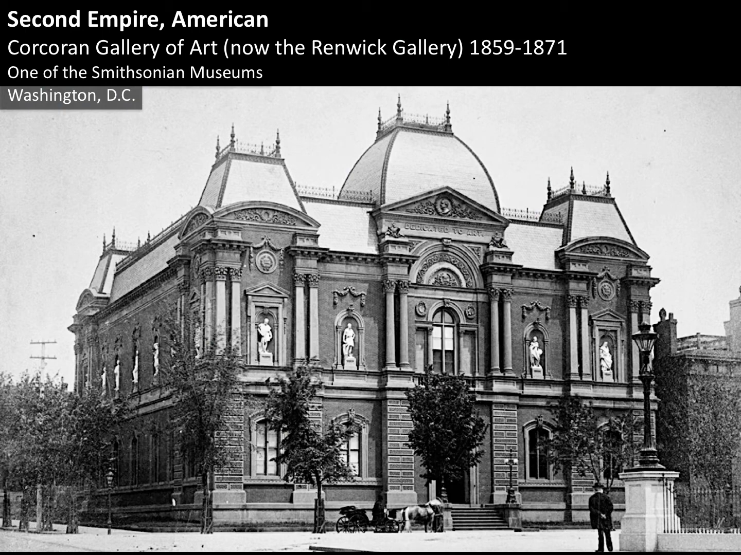In America, the Second Empire style has a lot of those same features we just saw in the Louvre, right? It has those classical elements. It has that very iconic French roof. This is the Corcoran Gallery of Art. It was one of the first fine art galleries in the United States. It's now one of the Smithsonian museums in Washington, D.C. And architecturally, you can see the very clear links between this building and the Louvre we just looked at.